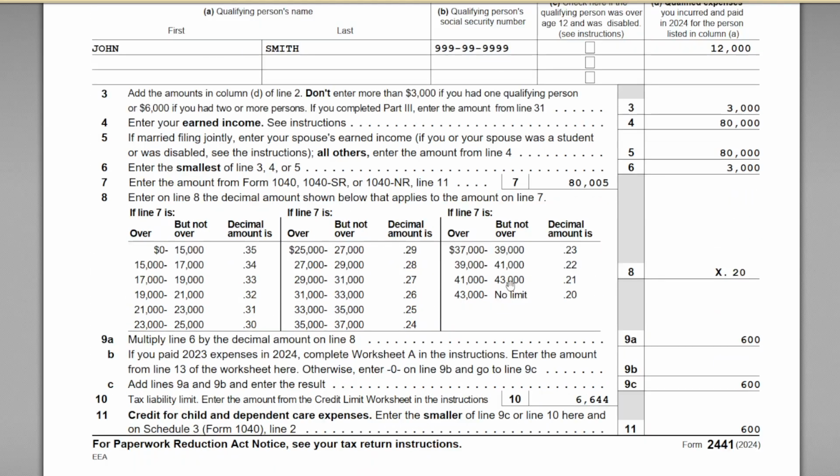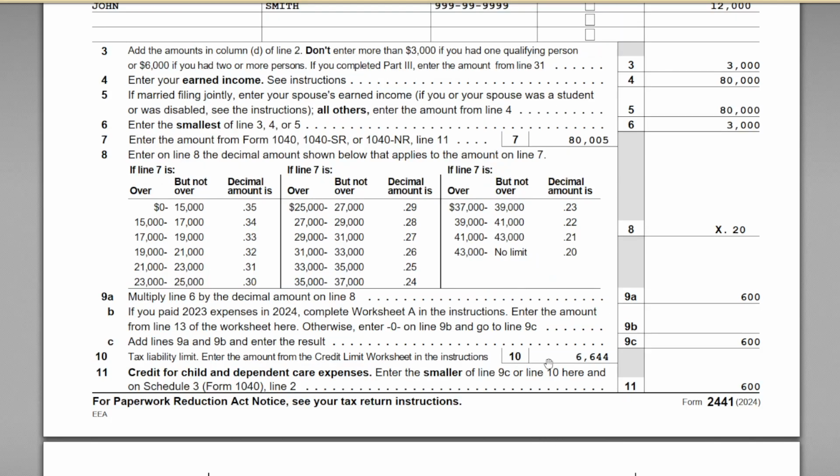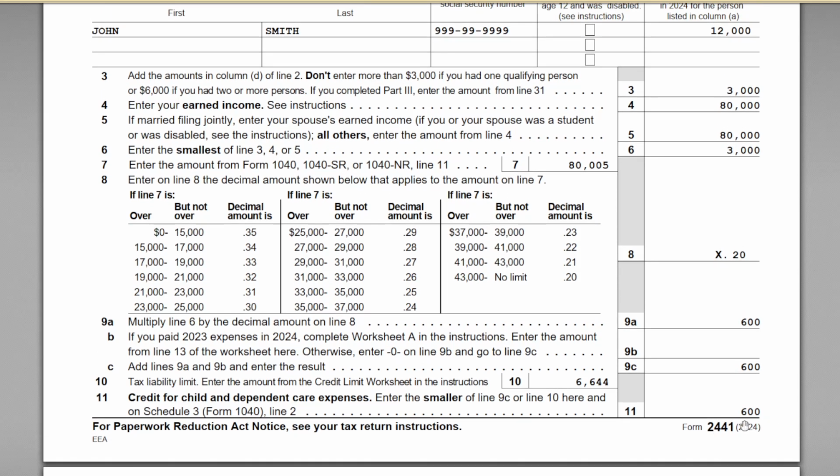So going back to the 2441, we've entered the $6,644, and then on line 11, we have entered the final number. So this is the actual credit amount that we're going to be able to use, which is the smaller of line 9C or line 10. So line 9C, $600, is certainly smaller than the line 10 figure of $6,644. So that is going to be the amount of credit that we're going to be able to claim on the return. So once we have this credit amount, we enter that on Schedule 3, line 2.